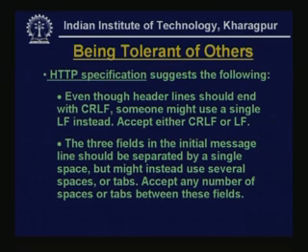So, the HTTP specification suggests the following: even though header lines should end with CRLF, that is a carriage return and line feed, someone might use a single line feed instead, so accept either CRLF or LF. The three fields in the initial message line should be separated by a single space, but might instead use several spaces or tabs, so accept any number of spaces or tabs between these fields, etc. Usually the other side is tolerant of such minor things.